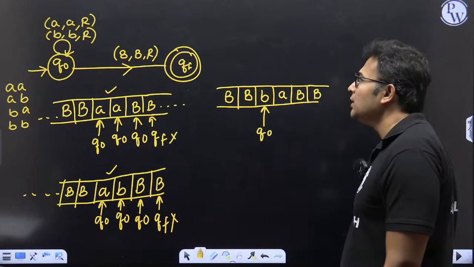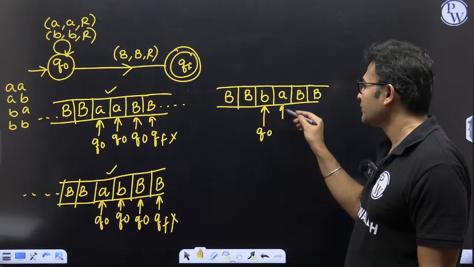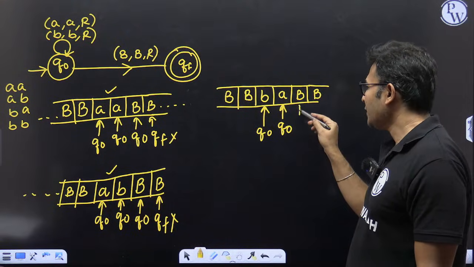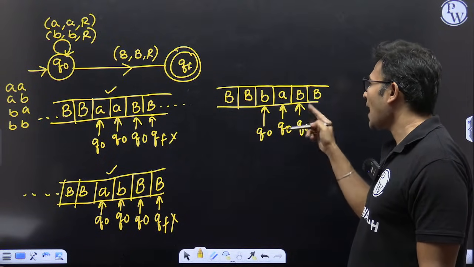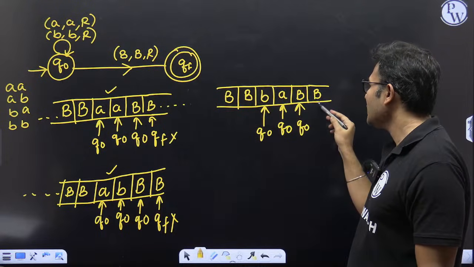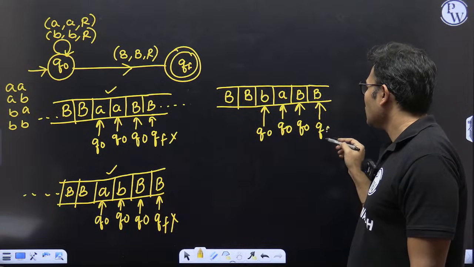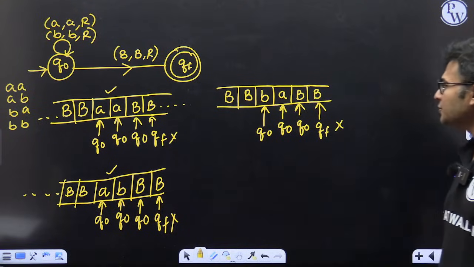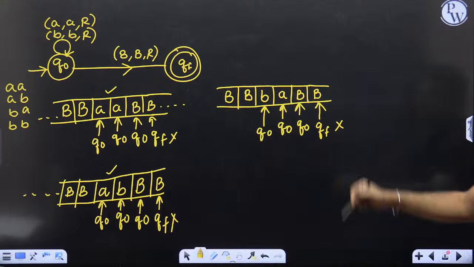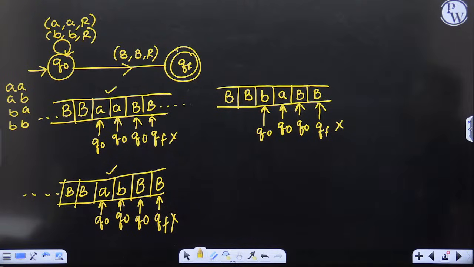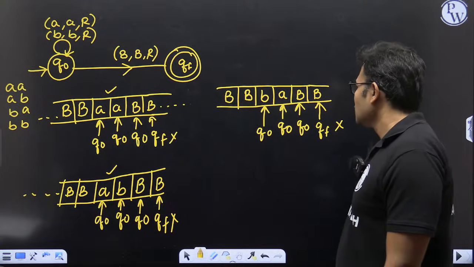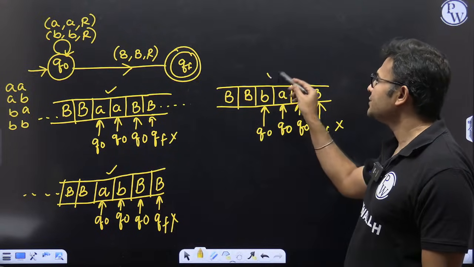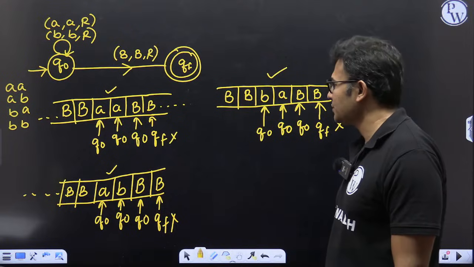Q0 on B will leave it as B and move right. Now Q0 on A will leave it as A and move right. Now Q0 on blank will leave it as blank and move right, and it will enter QF. Now QF on blank, nothing is defined, so it has entered the dead configuration and the Turing machine will halt here. So the Turing machine is halting in the final state. So BA is accepted, right?